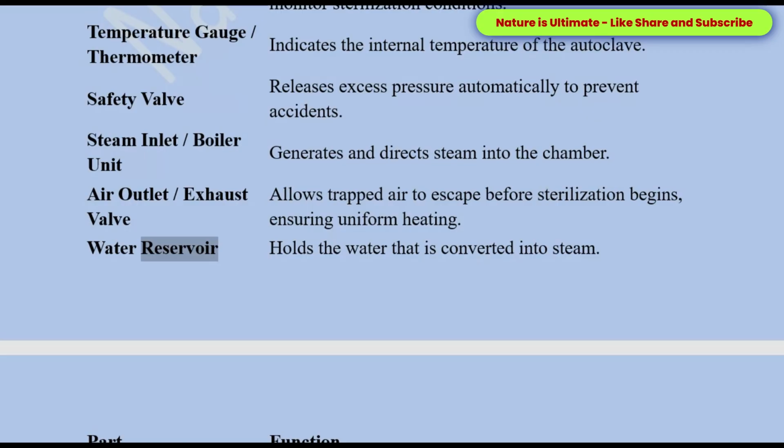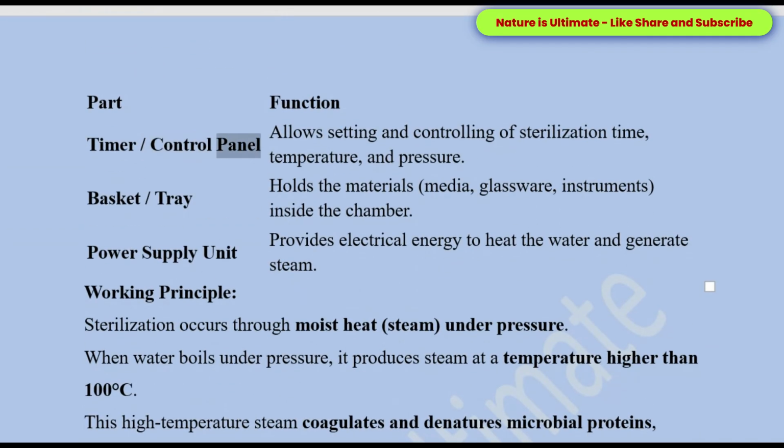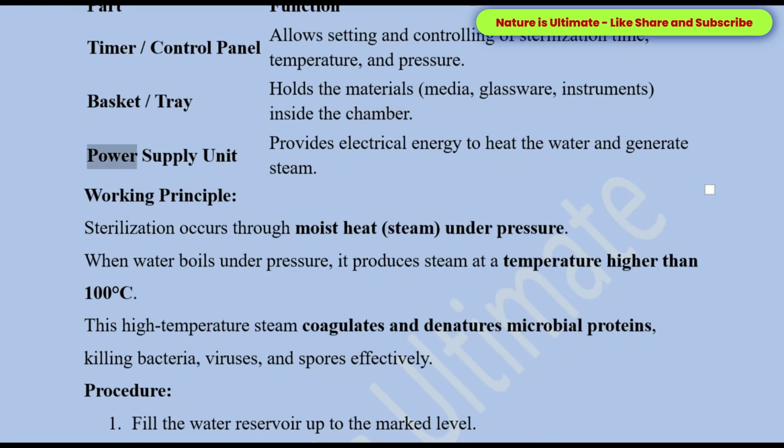Water reservoir: holds the water that is converted into steam. Timer/control panel: allows setting and controlling of sterilization time, temperature, and pressure. Basket/tray: holds the materials, media, glassware, instruments inside the chamber. Power supply unit: provides electrical energy to heat the water and generate steam.